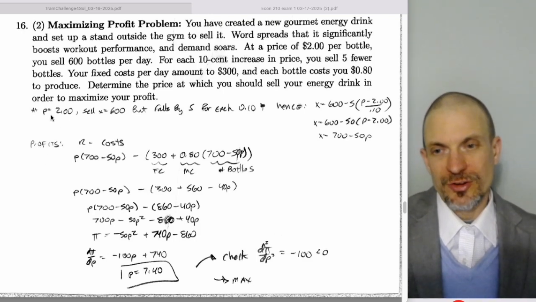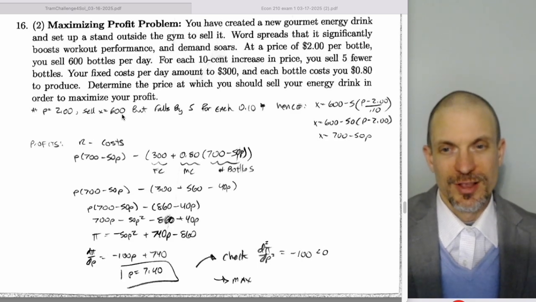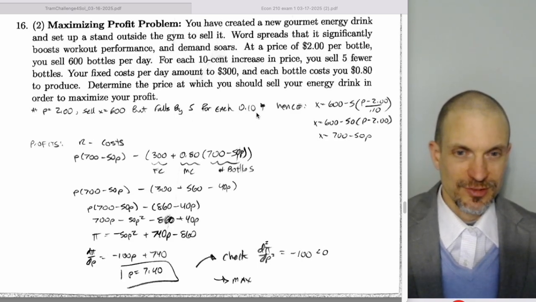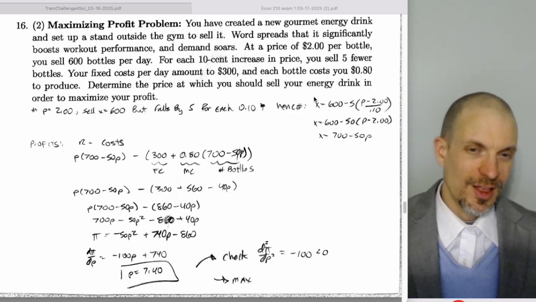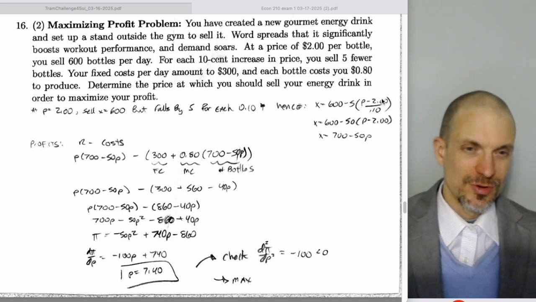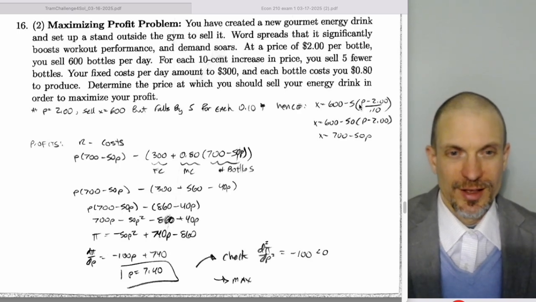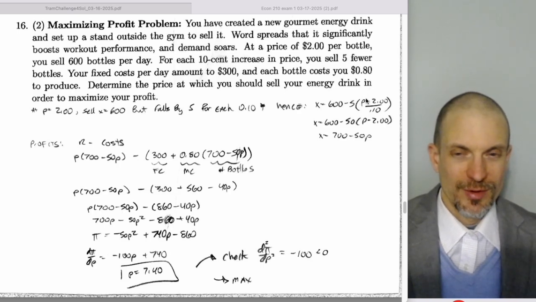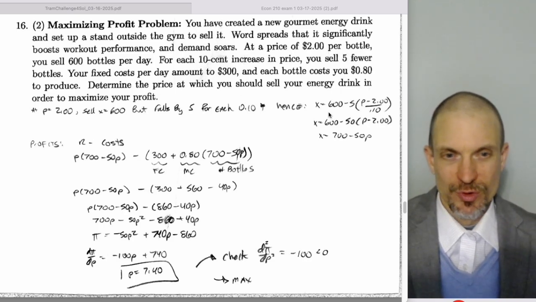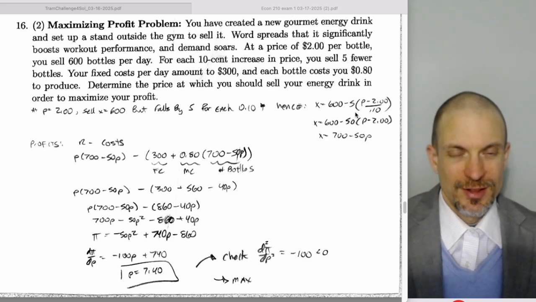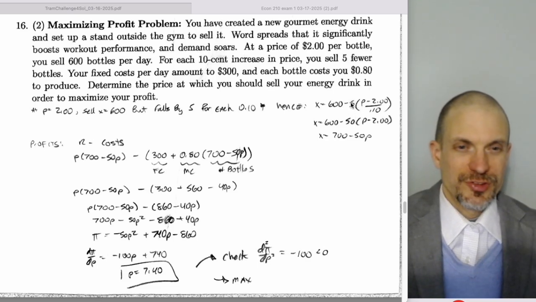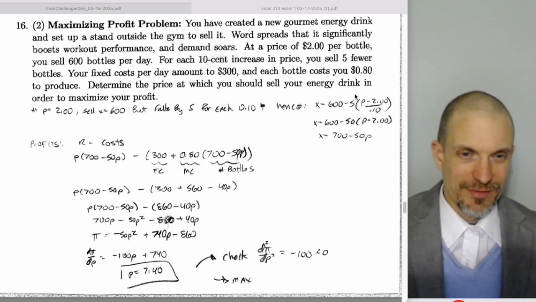Okay, so at a price of $2, I'm going to sell 600 units. However, that amount falls by 5 for each additional 10 cents. So I'm going to write out my demand function. It's going to be x equals 600 minus 5 times the quantity (p minus $2) divided by 0.1. The idea is if the price rises above $2, for every 10-cent increase in price, I'll sell 5 fewer bottles, and this captures that. The 5 was the 5 fewer bottles.